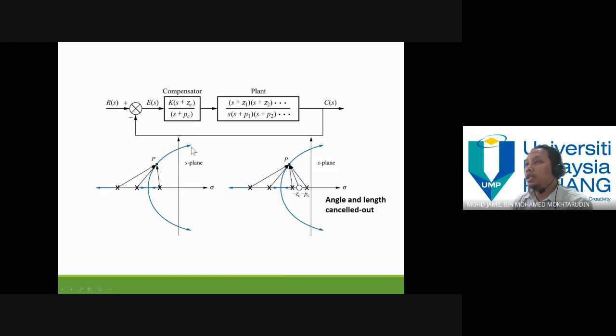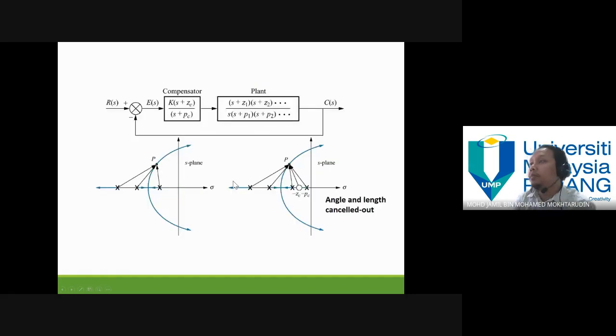Okay, so this is the root locus of only the plant, without the compensator. So when you add the compensator, the root locus will shift a bit, it will move slightly to the right and to the left. In this case, when you add negative ZC and negative PC, the angle of ZC and PC cancel each other and maintains this point P. But the root locus will change slightly, okay? The shape will change slightly.